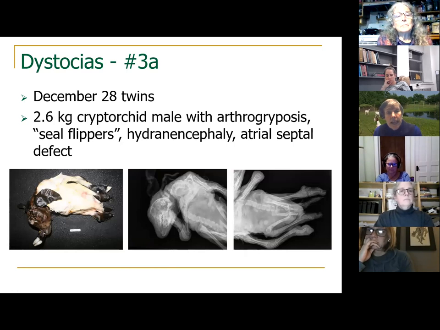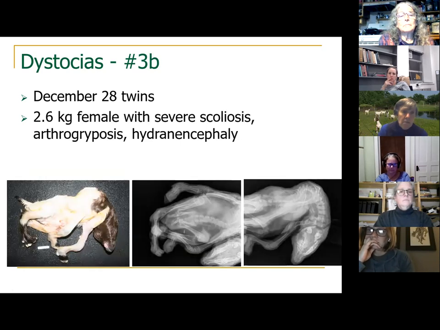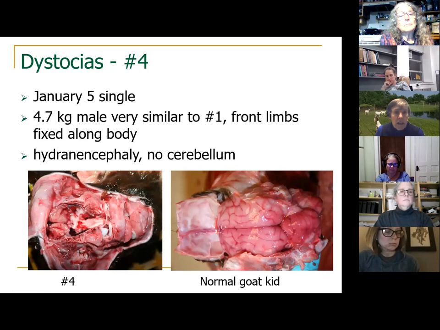On December 28th, there were twins born. And one of these had flippers in place of feet. And it had the fluid on the brain. It also had a hole in the heart. So very messed up lambs. And the other one, female, had a really severely kinked backbone. You notice that the head's twisted all the way around, the fused joints and the fluid on the brain.